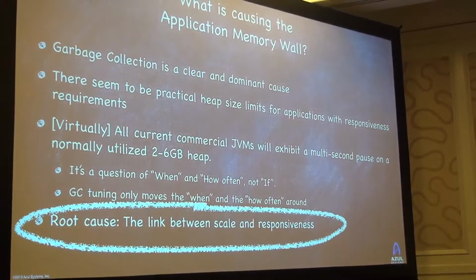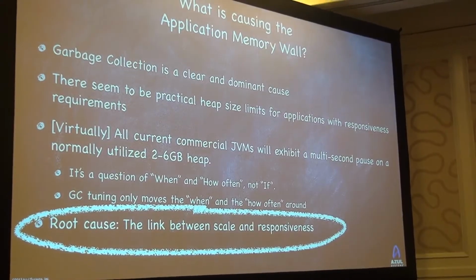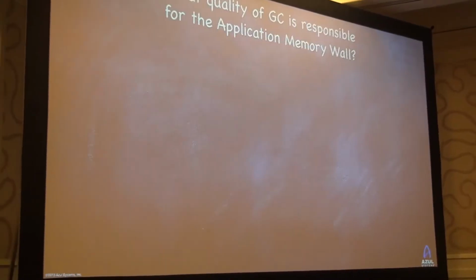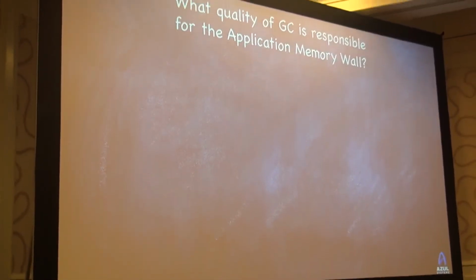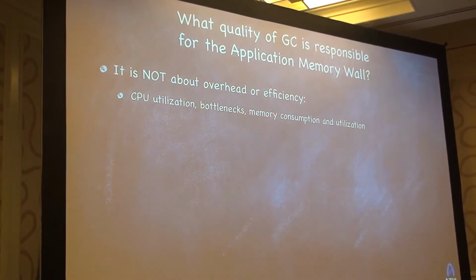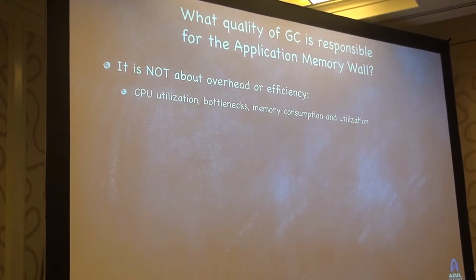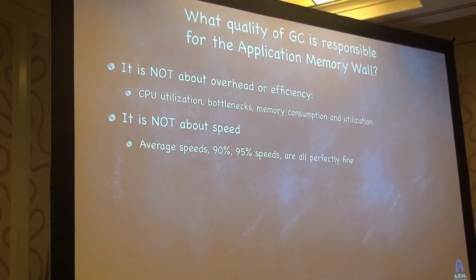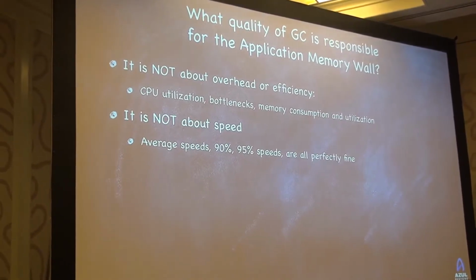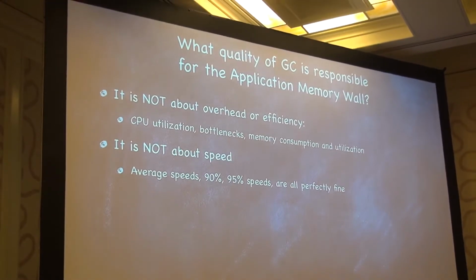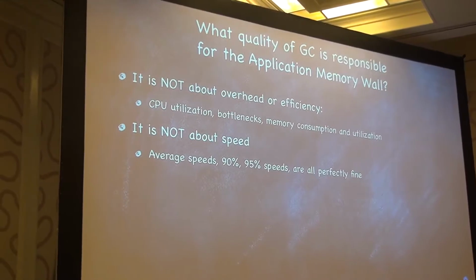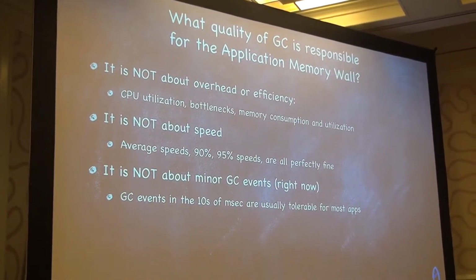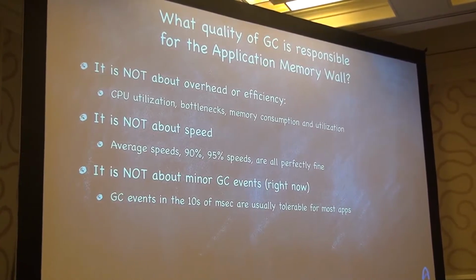The root cause is really responsiveness to scale being limited. And that needs to be broken in order for us to actually get past this. Now, here are a lot of things it's not. This is not about efficiency. GC is extremely efficient if you let it pause. And it's not about speed, because the speed of your Java is pretty good. You can get good percentiles. It's just the occasional non-percentile thing. And it's not about minor GC events, because those you can get to be small.